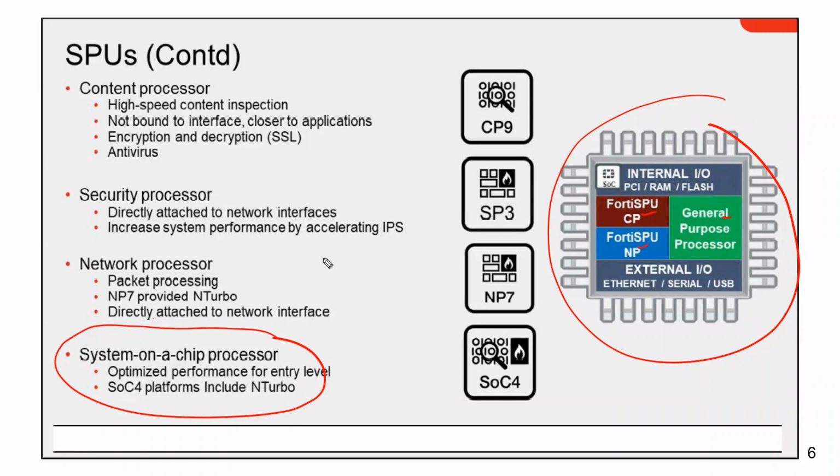So again, these are for low end devices. Okay, optimized performance for entry level. So yeah, in a way low end. So stock platforms include N turbo as well. So N turbo is basically nothing over here. See, this is N turbo. So when we say N turbo, it is network processor. Okay.